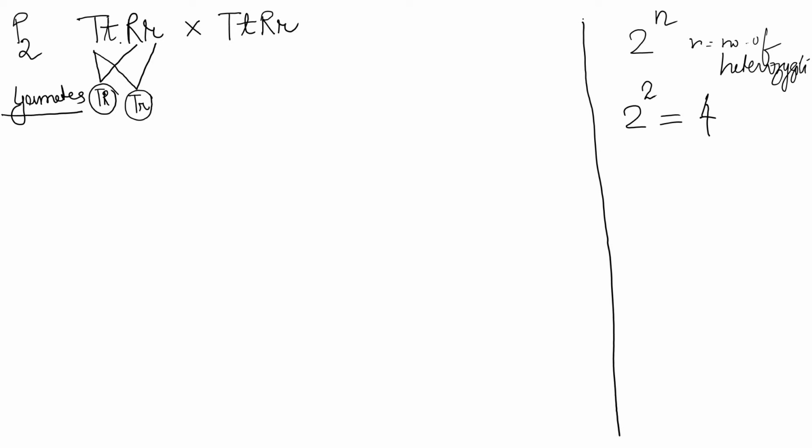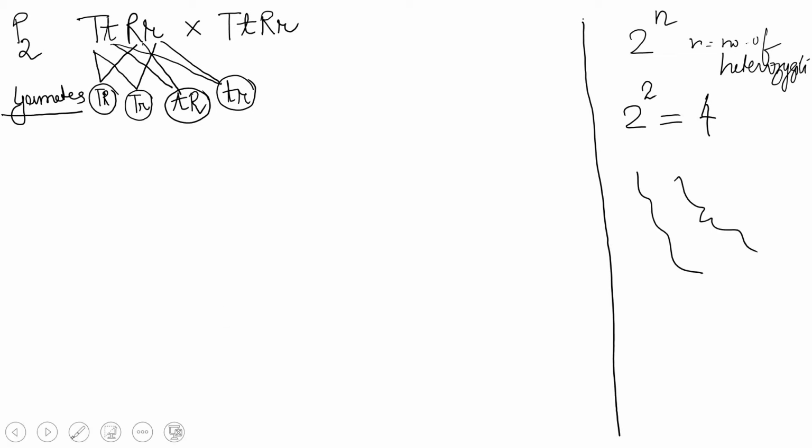Fine. Then what can we do? 1 copy of dwarfness we take and 1 copy of round seeds. Then 1 copy of dwarfness we take and 1 copy of wrinkled seeds. Fine? Understood? You can write it in this way, or maybe you can make the gametes here in rough work. You can do the rough work and then just write the gametes.